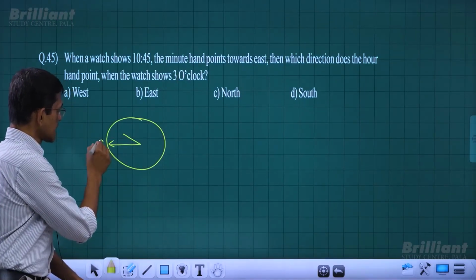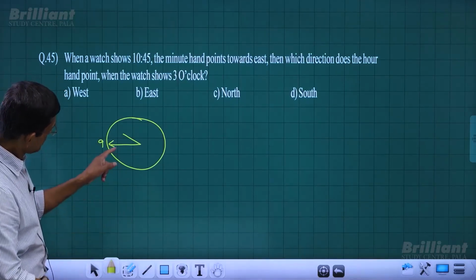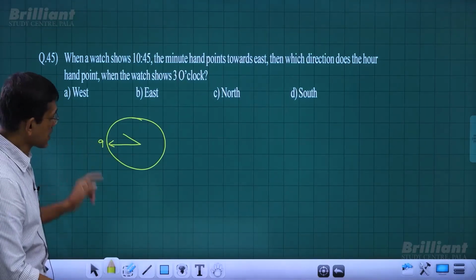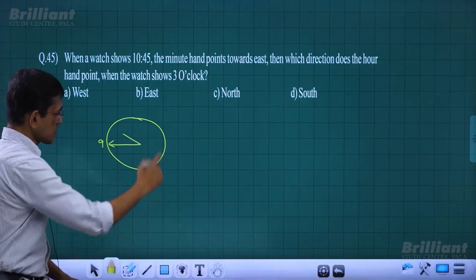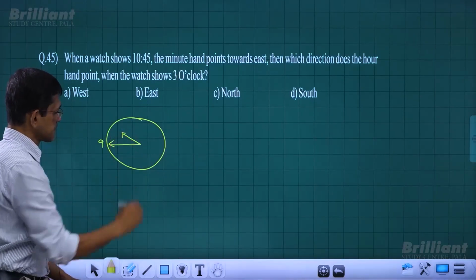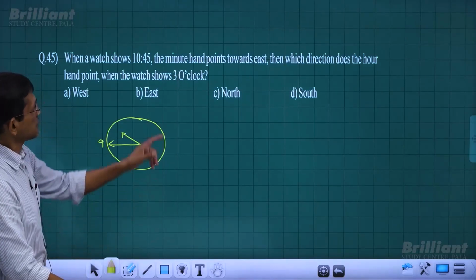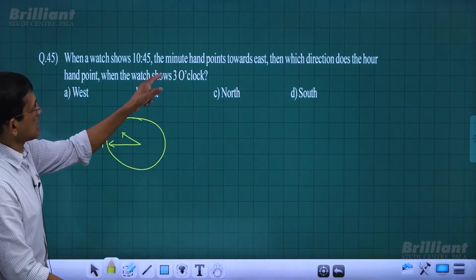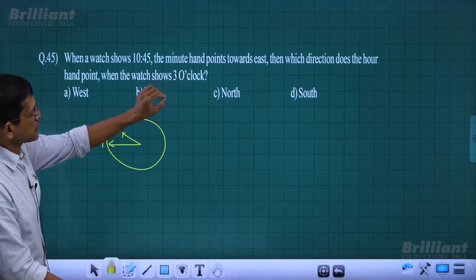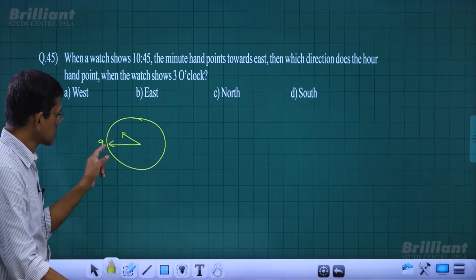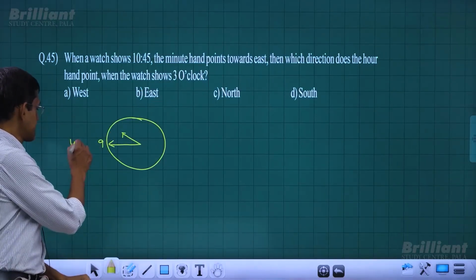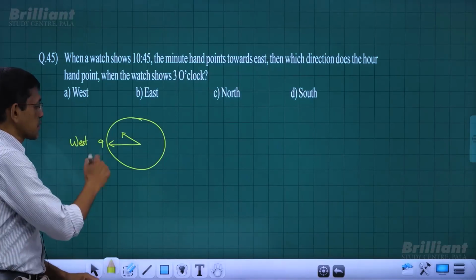Minute hand would be exactly at 9 and that points towards what? West. This is west direction. This is north, this is south, this is east. So that's 10:45. So at 10:45, what it says, the minute hand points towards east. The minute hand now is pointing towards west.